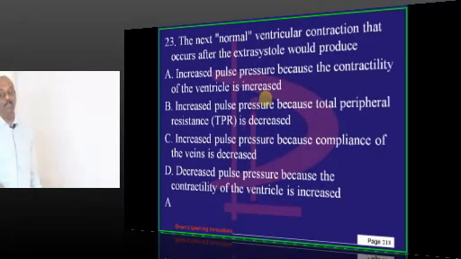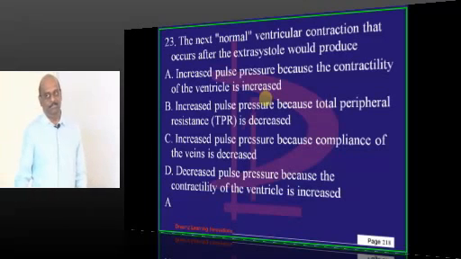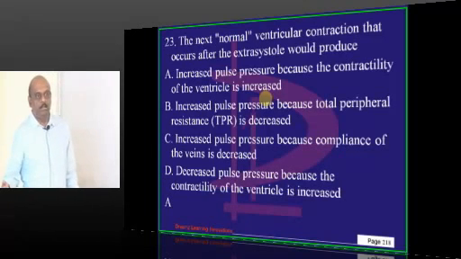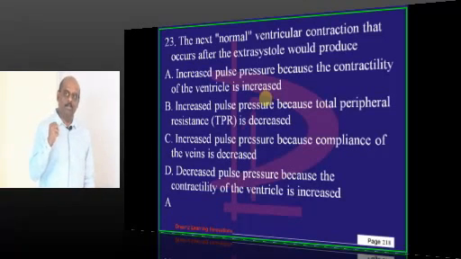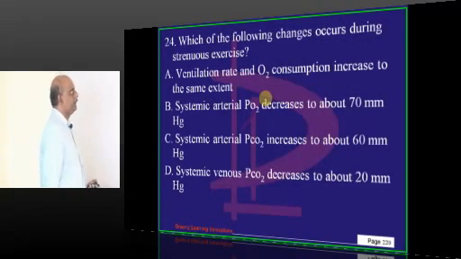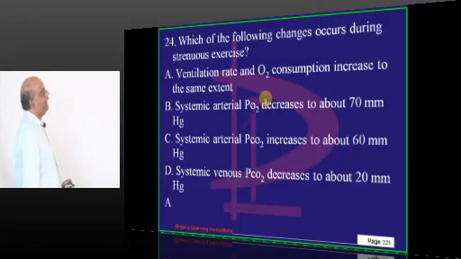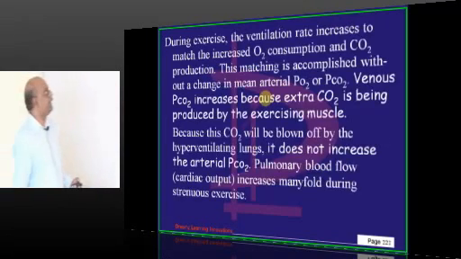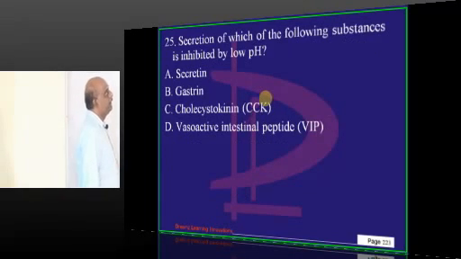Then after extrasystole, the beat which is being produced will have a higher level of contraction power. That's called extrasystolic potentiation of the beat, a typical feature. Then with strenuous exercise, what will happen? The ventilatory rate will increase, oxygen consumption will increase, is what you need to remember.